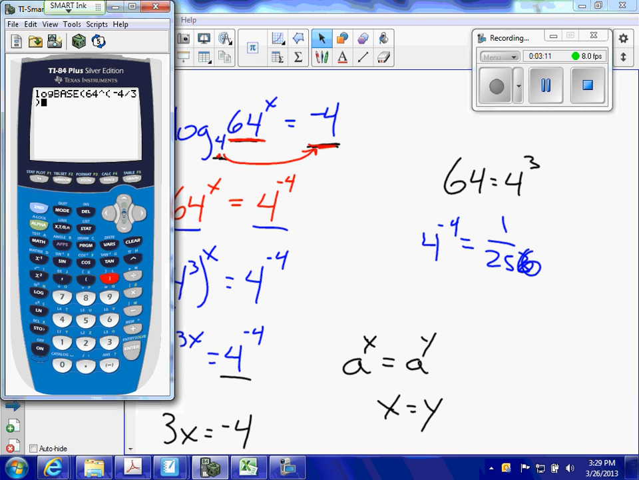Then a comma to tell it that I want it to be in base 4, and that should come out to be negative 4. And in fact it is. Okay, so I've checked it, and that is in fact the answer.